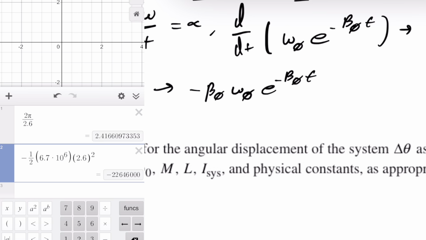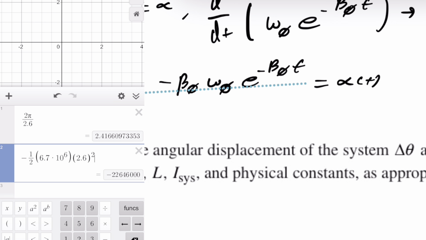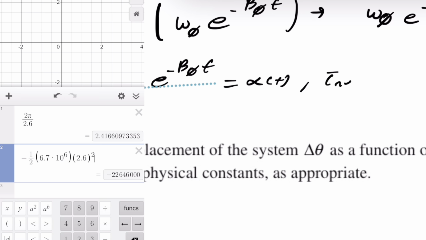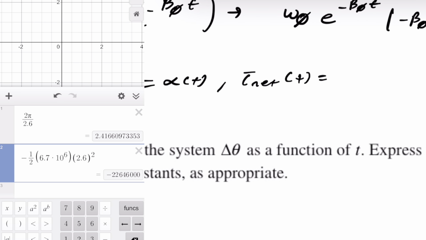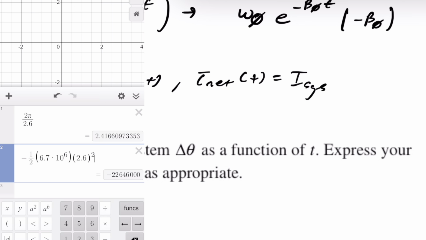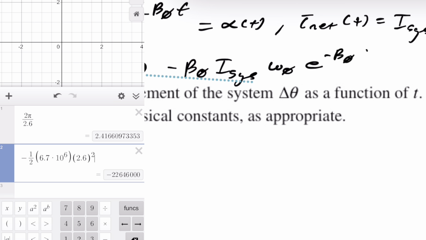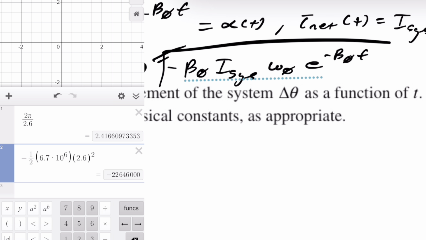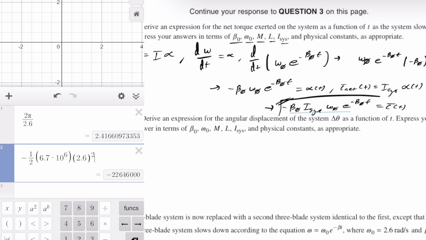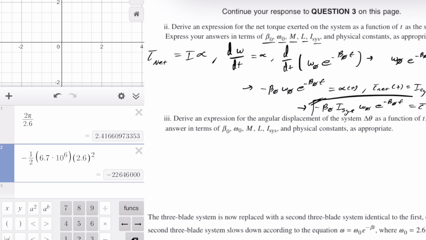Great. But that's just alpha as a function of time. In order to get the net torque as a function of time, we have to multiply that by I cis times alpha as a function of time. So we multiply b naught I cis w naught e to the negative b naught t. This is a lot. That's our torque, equals torque as a function of time. Done. That's the answer, in terms of all of the constants that we get. So we can leave that there. So that's the net torque, right?